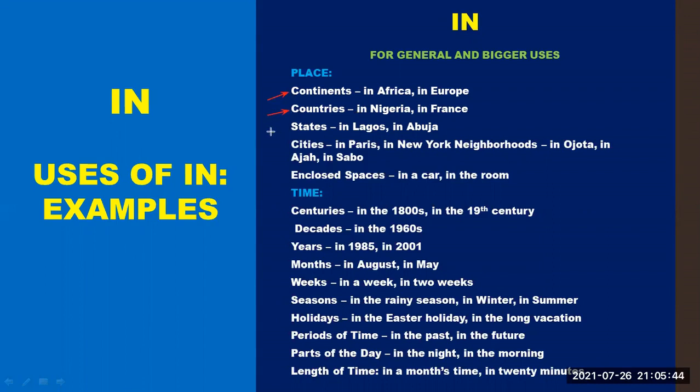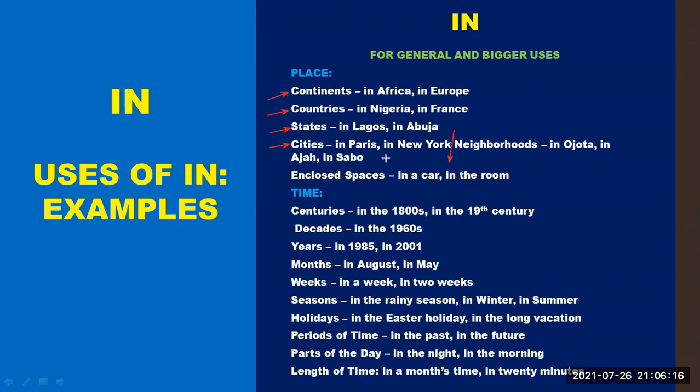In terms of states, in Lagos, in Abuja, in Enugu, in Jos, in Kaduna, and so on and so forth. These are states in Nigeria. Then in terms of cities, in Paris, in New York. Of course, there is a typo here.